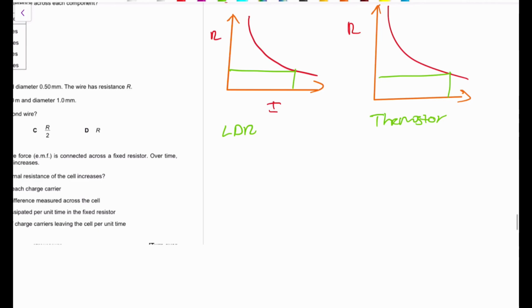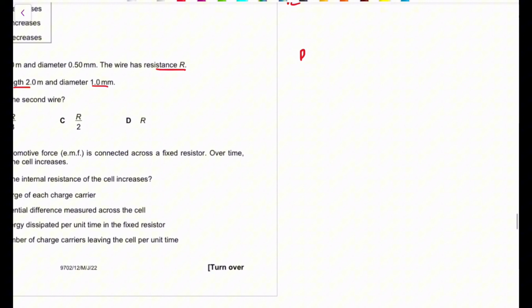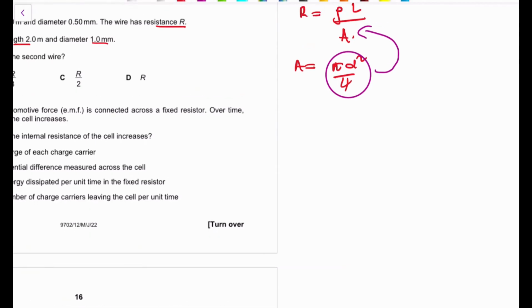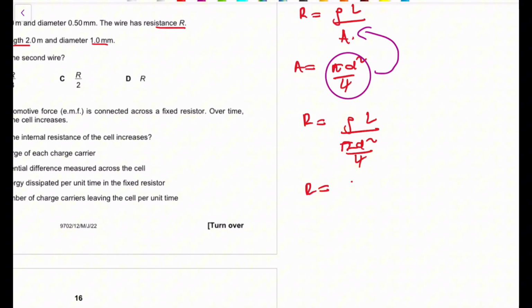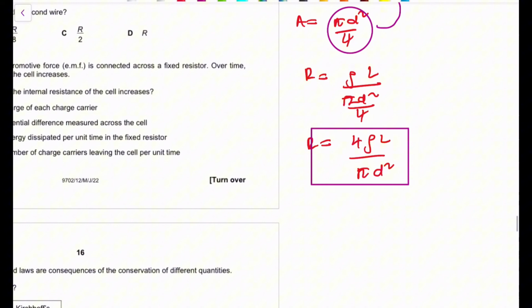Well, let's work it out. We know that resistance is equivalent to rho L divided by A, right? But area is actually pi d squared over 4, so we can substitute that in. The resistance would be rho L divided by pi d squared over 4. So our resistance will be 4 rho L divided by pi d squared. This is our governing equation that we're going to be applying.